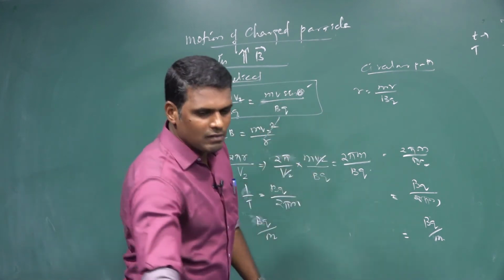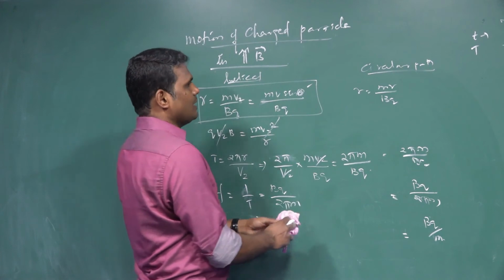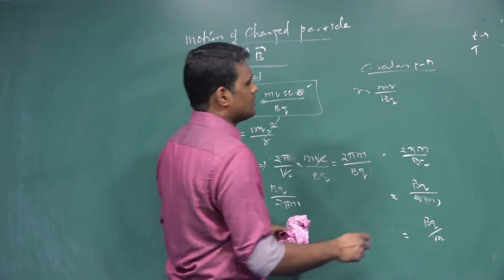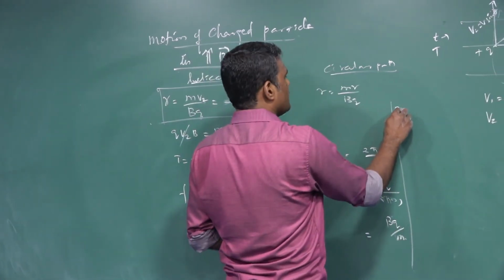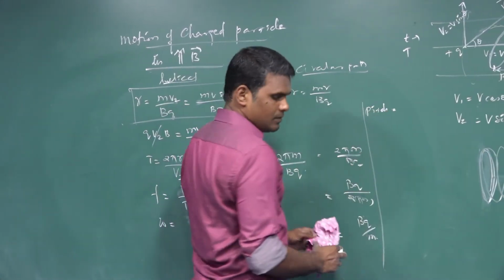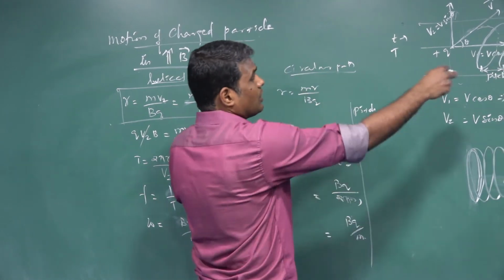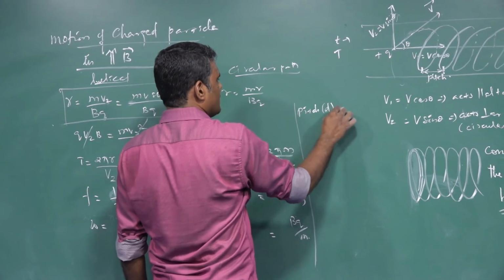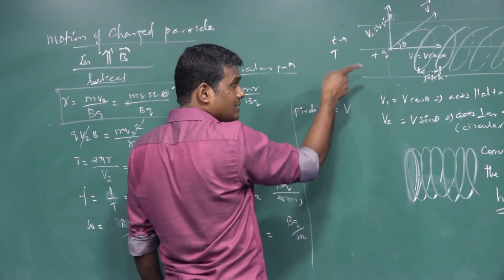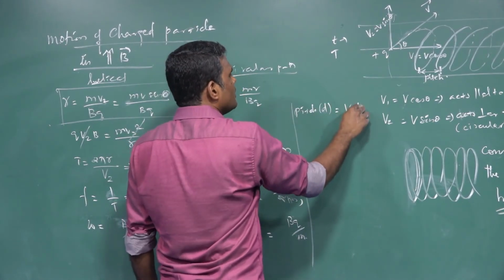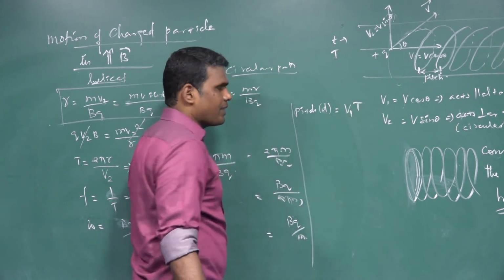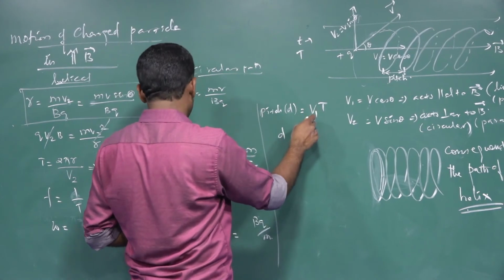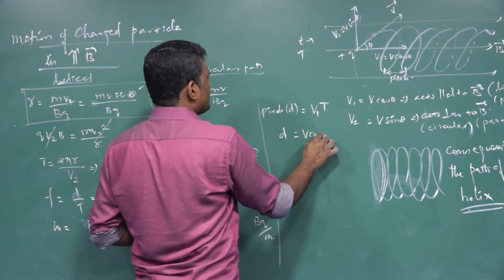Now we have to calculate the pitch of the helix. Pitch of the helix can also be expressed very simply here. Pitch of the helix is the horizontal distance or linear distance traveled. So pitch is nothing but distance traveled. Distance is velocity into time. What is the velocity in the horizontal direction? V1 into time period, capital T. Simple. What is the velocity here? V1 is nothing but V cos theta.